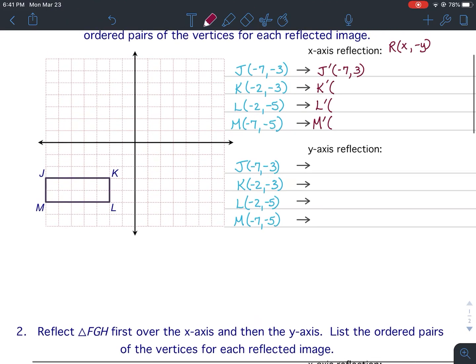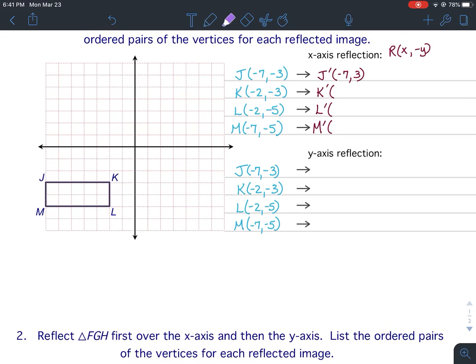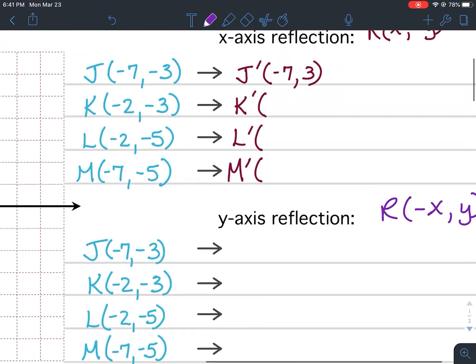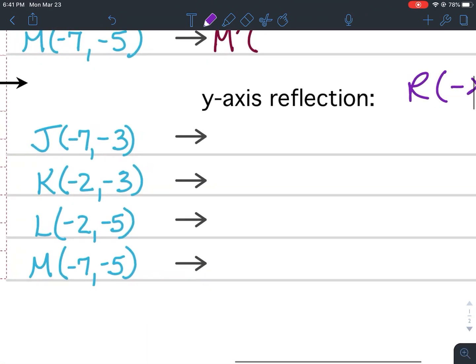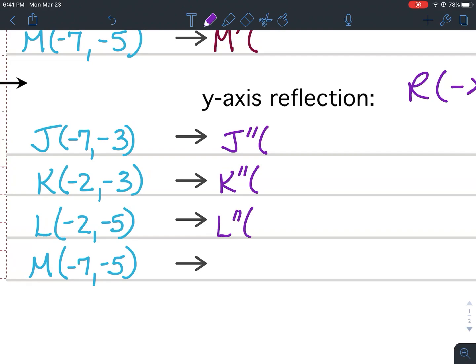Okay, the next thing we're going to do is reflection over the y-axis. So a reflection over the y-axis means that you take the opposite of the x-coordinate, and your y-coordinate stays the same. Now, we already used J prime, K prime, L prime, and M prime. So what we're going to use for the second reflection is double prime. So this will be J double prime, K double prime, L double prime, and M double prime.